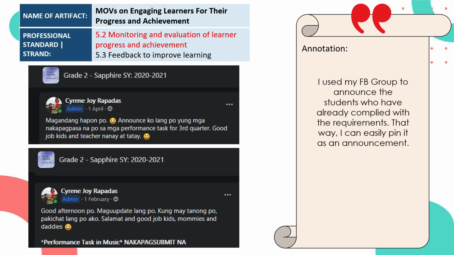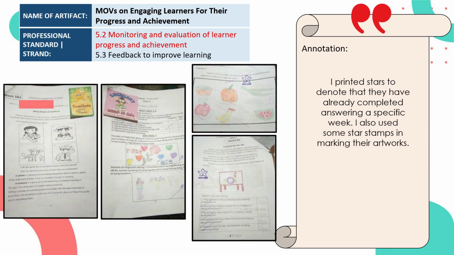So, I use my FB group to announce the students who have already complied with the requirements. That way, I can easily pin it as an announcement. Under 5.2 pa din, monitoring ng progress ng mga bata, I printed stars to denote that they have already completed answering a specific week. I also used some star stamps in marking their artworks. So, kayo na bahala kung meron kayong kagaya yan.